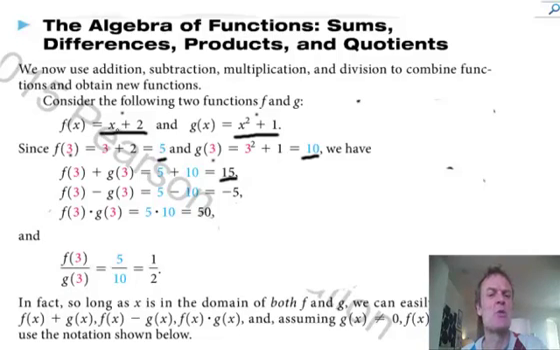Right, what is x plus 2 plus x squared plus 1? Well, I'll get x squared plus x. I'm just adding the two together. And 2 and 1 makes 3. So I just added those two functions together.